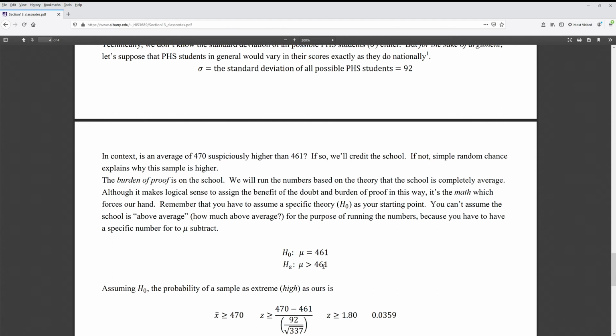Again, you can't assume an inequality for the purpose of running the numbers. It's the equality that you have to assume. It's the equality which is either plausible in light of the sample or not. Up to a point, it's plausible that this school is completely average. If that is no longer plausible, then we have evidence that the school is above average. That's just the way the math shakes out.